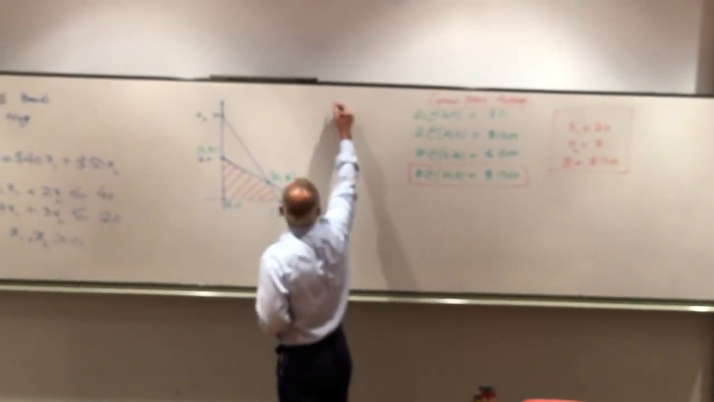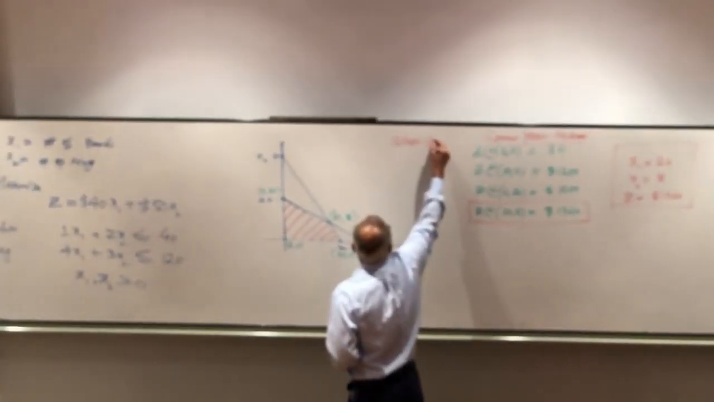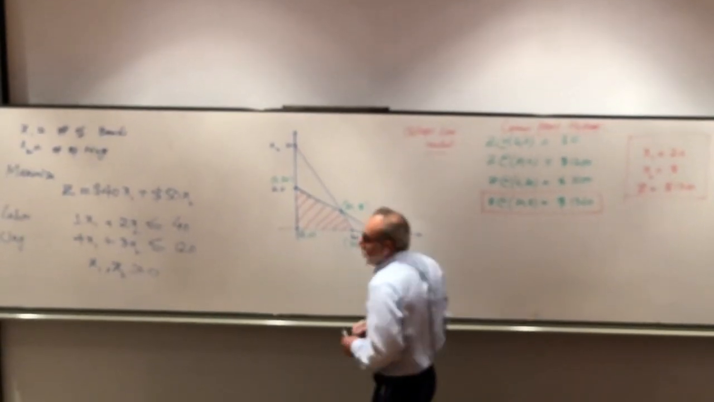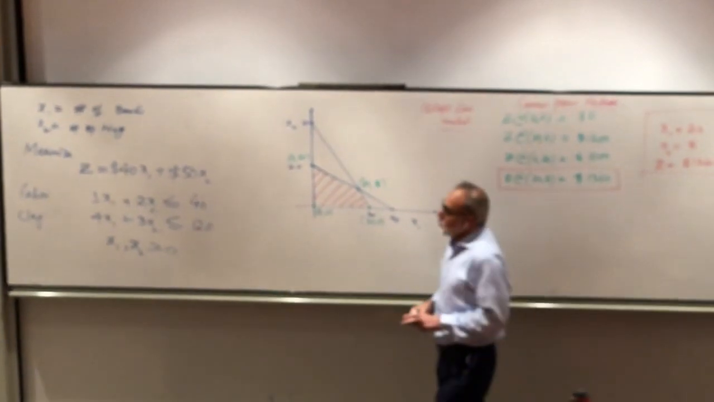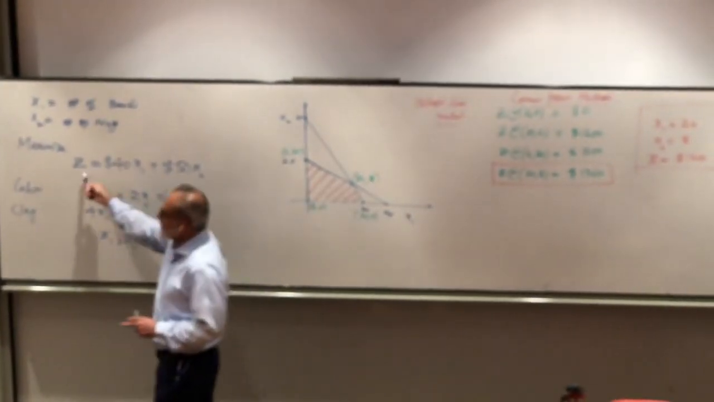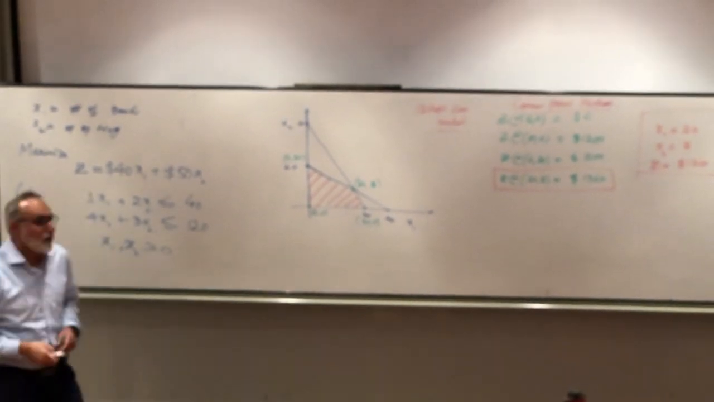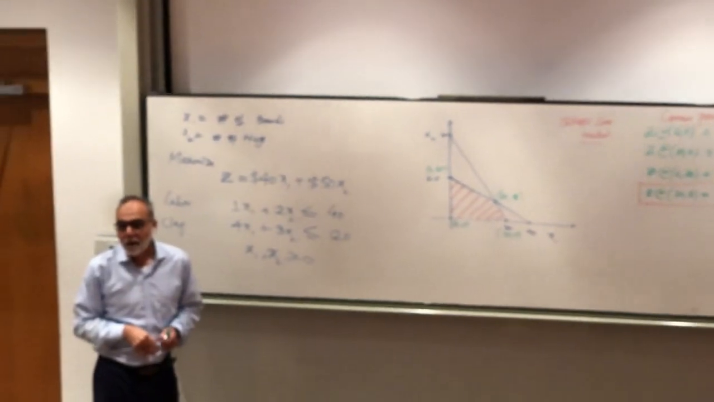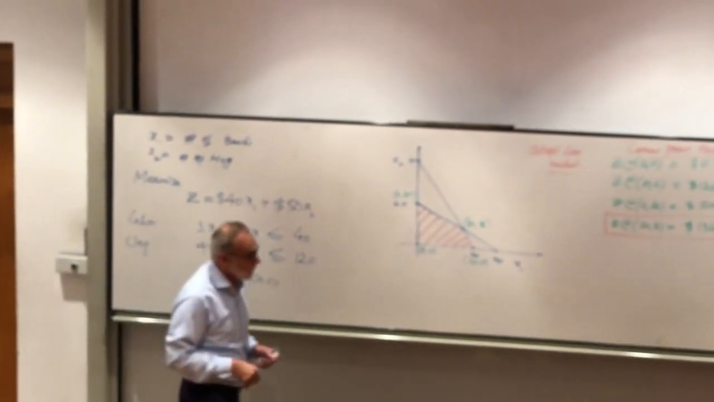Another method is called the isoprofit line method. Now, the isoprofit line method is that we equate the objective function to some value z, and find out and draw it. Draw the straight line.